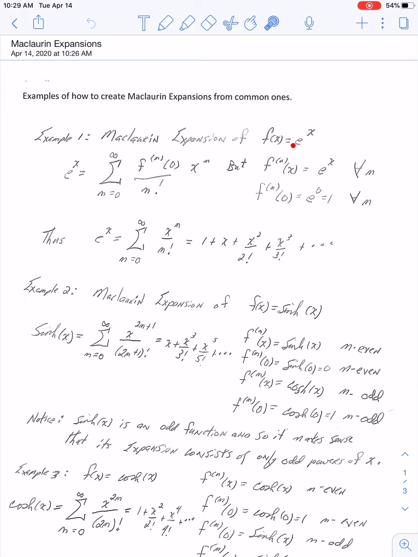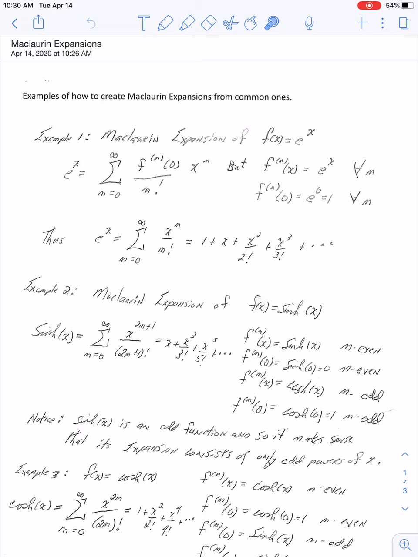All right, so the first function we're going to look at, a relatively easy one, is f of x equals e to the x. Here's the Maclaurin expansion. We need to figure out what f upper n at 0 is, what its value is, and that's what we're going to stick in there. Well, you know that if you take e to the x and take any derivative of e to the x, what do you get back? E to the x, right? So f upper n of x is always e to the x.